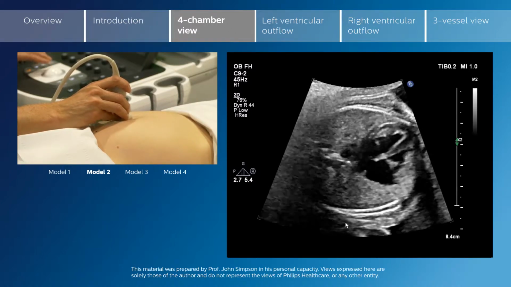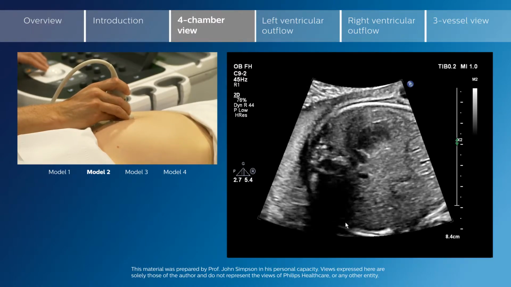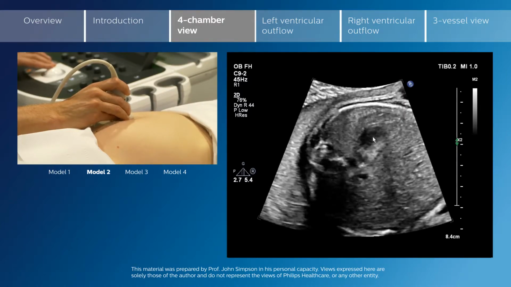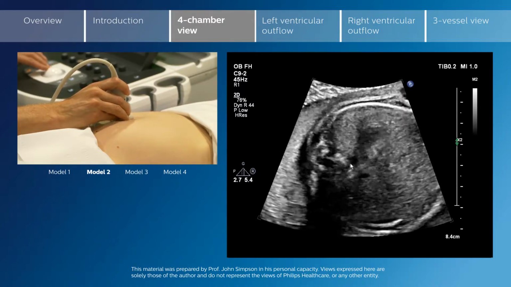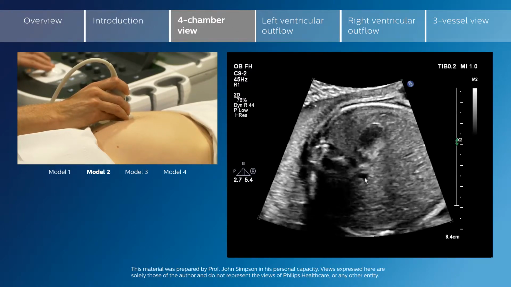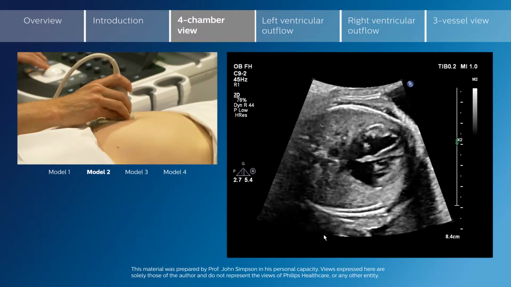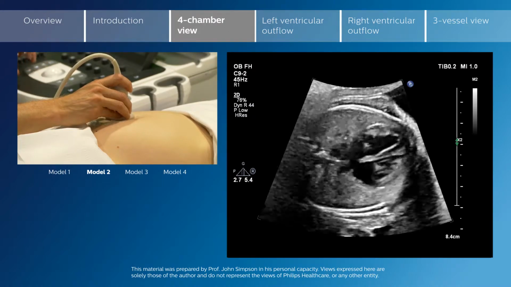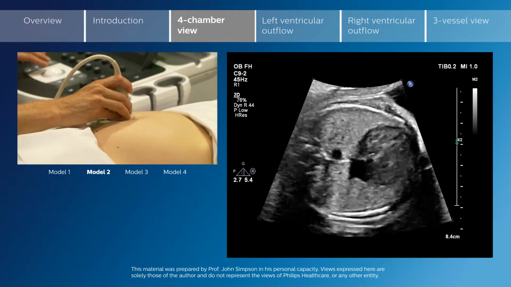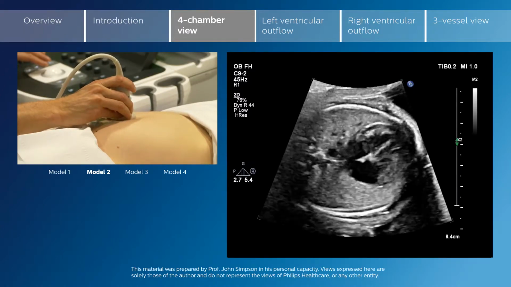On sweeping and angling the probe inferiorly, the position of the abdominal vessels can be seen, and of the fetal stomach. So the fetal stomach is seen here to the left, with the descending aorta anterior and to the left of the spine, and the inferior vena cava anterior and to the right of the aorta. Here is the normal four-chamber view again, and it can be seen as we sweep up and down that the fetal stomach and the fetal heart are on the same side.